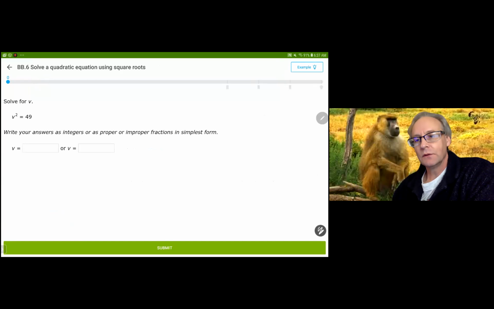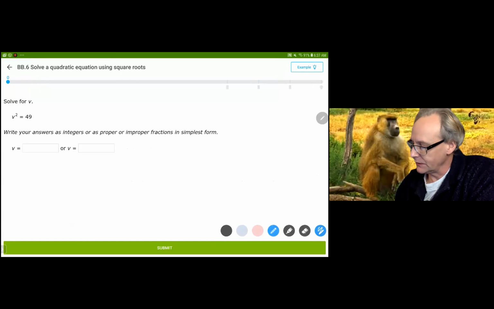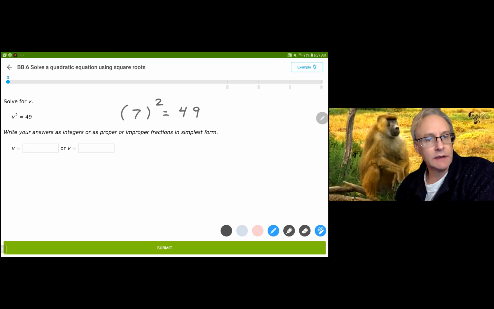Okay, so one way to think of this is that we have some value, v, being squared. Well, v stands for value. And it's being squared and it's equal to 49. Now, most people are aware that 7 squared is 49. It just so happens that negative 7 squared is also equal to 49.